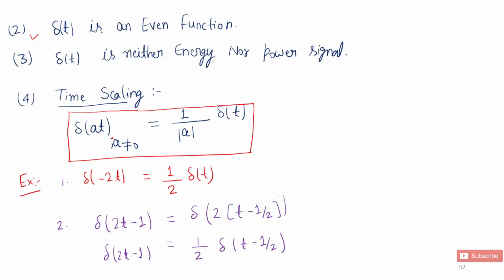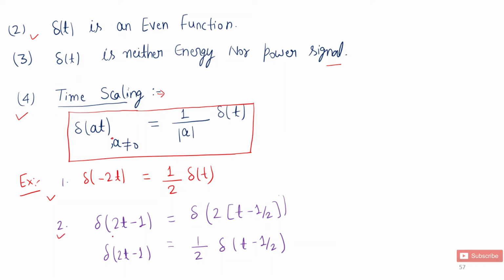Number 2, delta t is an even function. Delta t is neither an energy nor a power signal. आगे भी मैं बताने वाला हूँ इसके बारे में. Point number 4, time scaling. Scaling करेंगे delta at, a not equal to 0, equals 1 by mod of a into delta t. Numerical है based on this property: delta minus 2t equals 1 by 2. mod लेंगे तो ये माइनस प्लस हो जाएगा, 1 by 2 delta t.